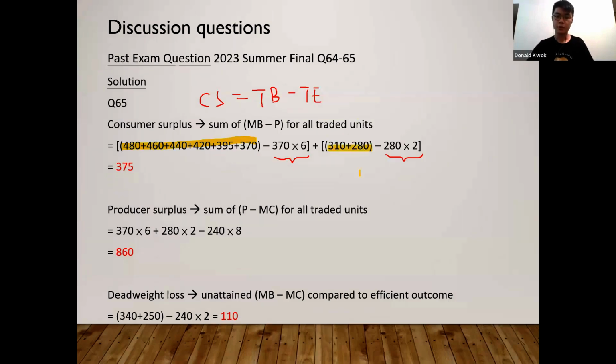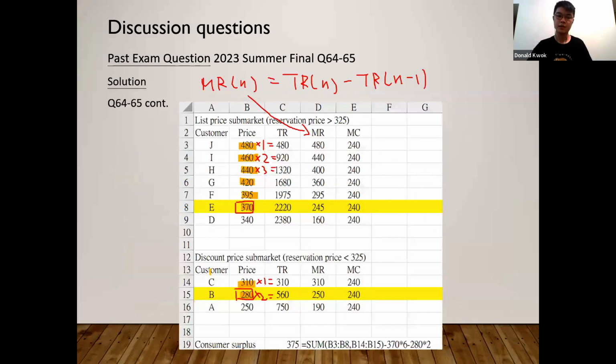If you find it's too complicated to do the arithmetic here, you can actually calculate everything in Excel. If you are typing the formula, start with equal SUM, as I introduced in the previous tutorial. Then in the brackets of the sum function, we just add up all these orange numbers. B3 to B8 are the orange numbers in the list price submarket, and B14 to B15 are simply the orange numbers in the discount price submarket. Then minus the total expenditure on the good, and it gives the consumer surplus, 375.